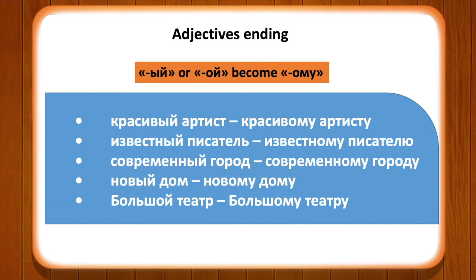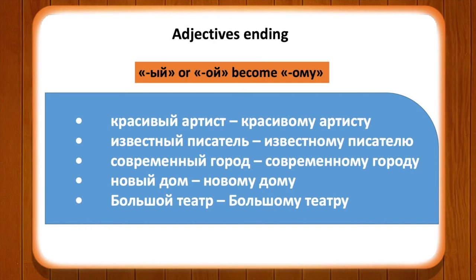So, these different kinds of sentences, denoting the same meaning, basically revolve around the set of rules of the dative case only. Likewise, известный писатель changes into известному писателю, современный город changes into современному городу, новый дом changes into новому дому, большой театр changes into большому театру.